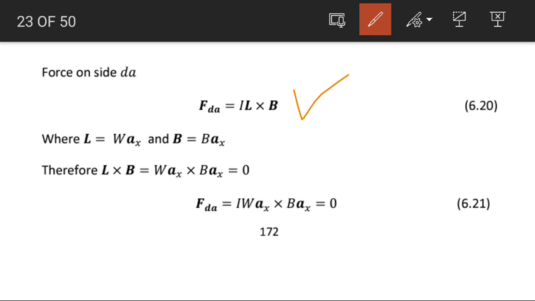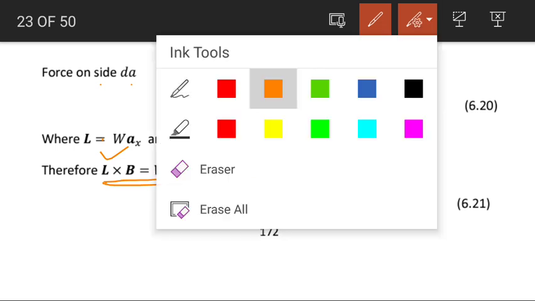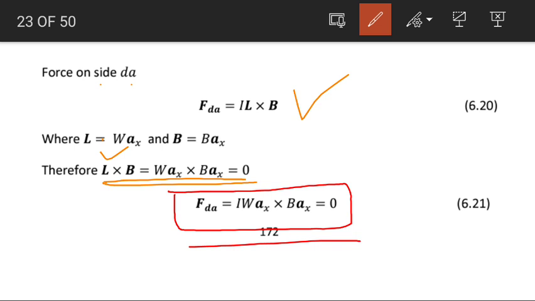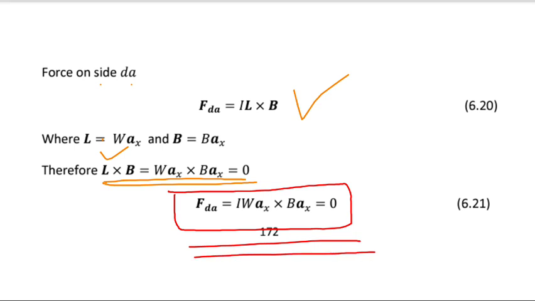We know that the current on side DA is in the direction of the unit vector ax. So the length vector is in the direction of the unit vector ax. The magnetic flux density is in the direction of the unit vector ax. So the cross product of these two vectors results in 0. If the cross product of these two vectors results in 0, the force on side DA will be 0 as well. So the force on this side is 0 as well.